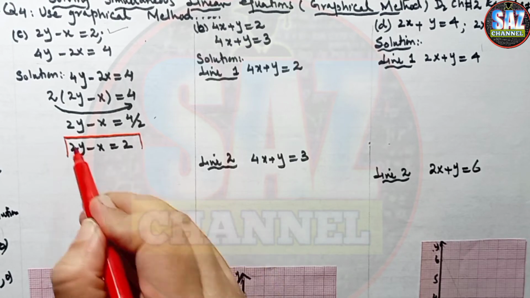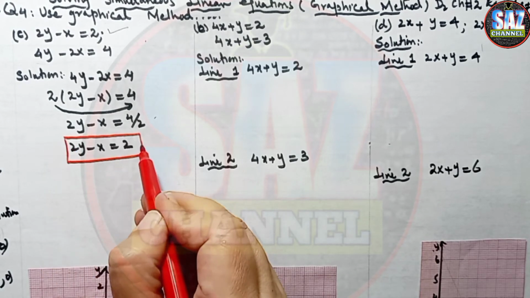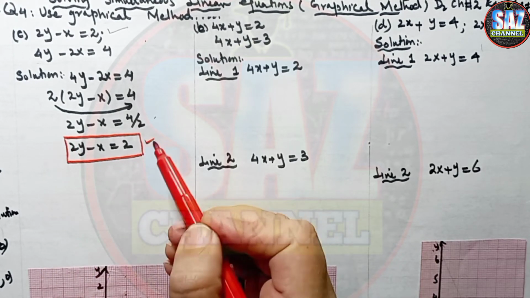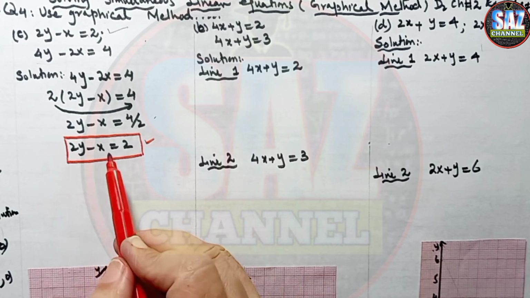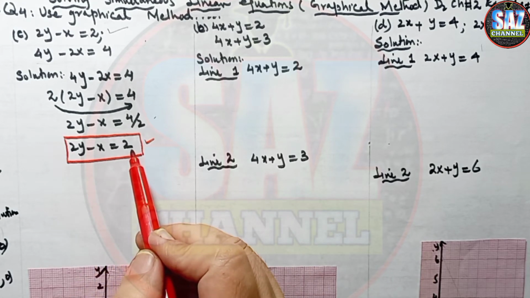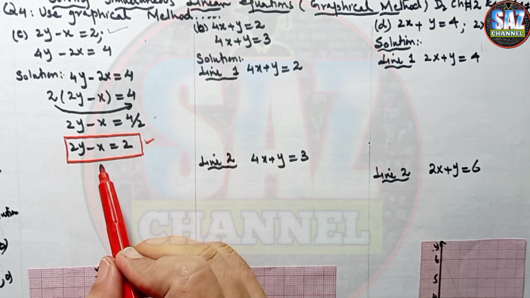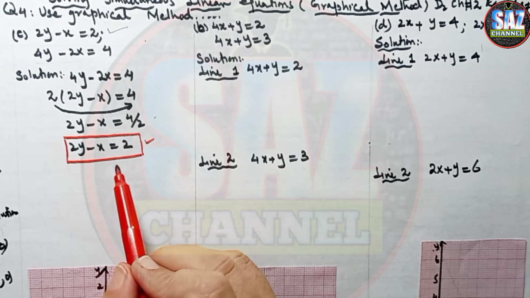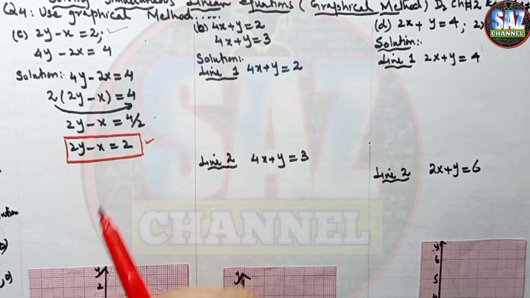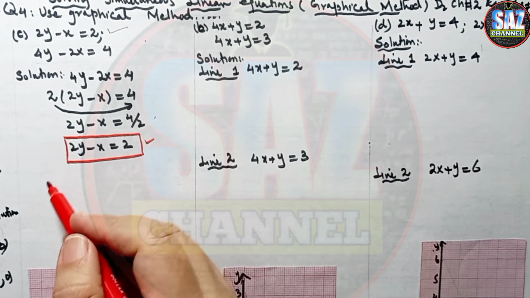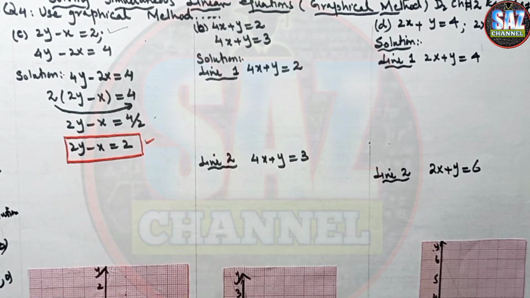Now, if we compare this equation with the first equation given, that is also 2y minus x equals 2, it means we are not given two different equations. They are the same equations. When we plot this situation on the graph paper, we will actually have only one line. Both the lines will meet each other at infinite points. So this is the situation of identical lines.